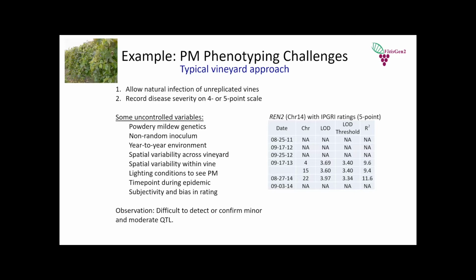So what we've seen over the years is there are a few resistance genes that are very easy to detect with this kind of approach. Genes like RUN1, REN4, REN6, we can detect with a pretty coarse approach. But for the minor or moderate genetic effects, we have a really hard time detecting these with this type of vineyard experimental design. An example in the table on the right is REN2. This is a resistance gene that you'll see here with 6 observations, different years, different times of the year. We are unable to detect this known locus on chromosome 14 using vineyard ratings.